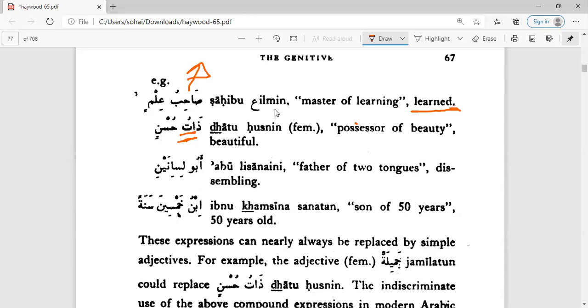Or you could say Abu Lisanaini. These are like expressions in Arabic, so there's no other way of explaining them, to be honest. For example, Abu Lisanaini means father of two languages, two tongues. What does this dissembling mean? I don't know. Sorry, it says dissembling. What does it mean? Disanini means? The word here says dissembling.